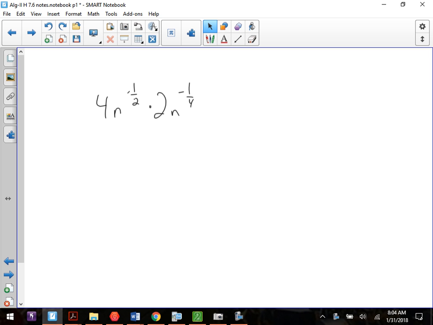Now, what I would do is I would move them first, because a lot of times you know that you're going to have to add them. You'll probably accidentally add them and just not move them. So be careful when you start seeing stuff like that. But now, the big question is, what do I do with the 4 and the 2? We leave them and we multiply them and you get 8.